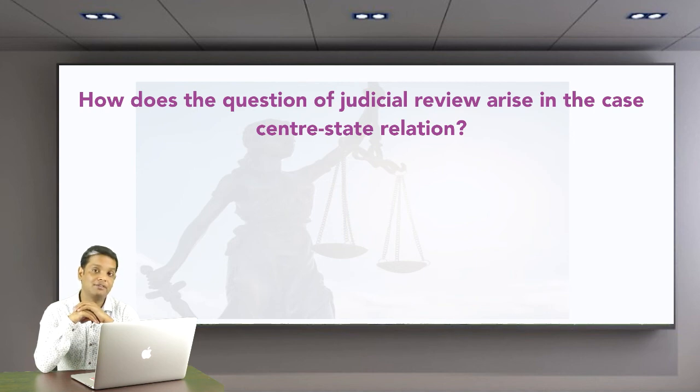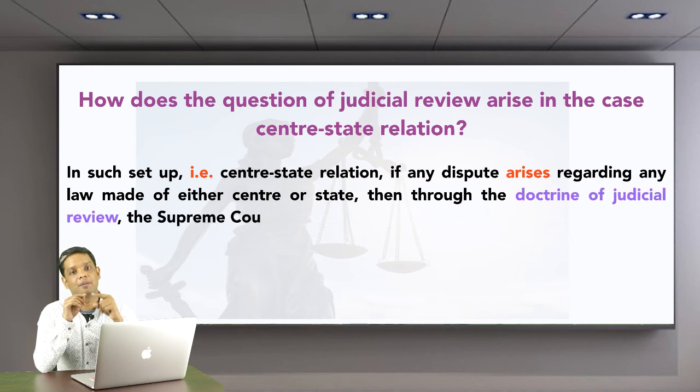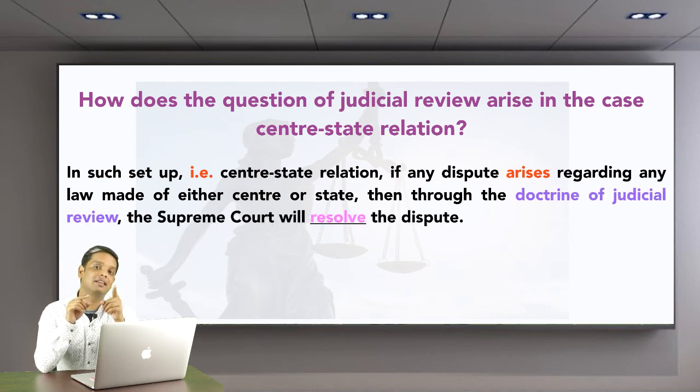But if there is any dispute regarding any law made over any subject mentioned either in the concurrent list, the state list or even the union list, then the judiciary, through the concept of judicial review, resolves that dispute. So this is how the concept of judicial review is related to the center-state relation. I believe now this concept is very much transparent for you to appreciate.